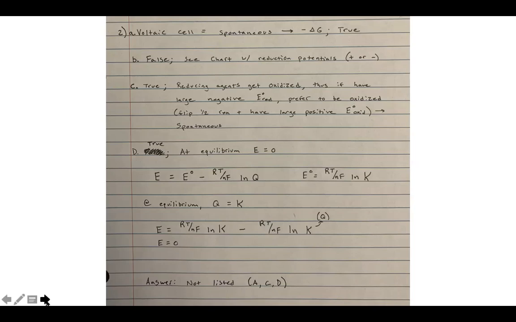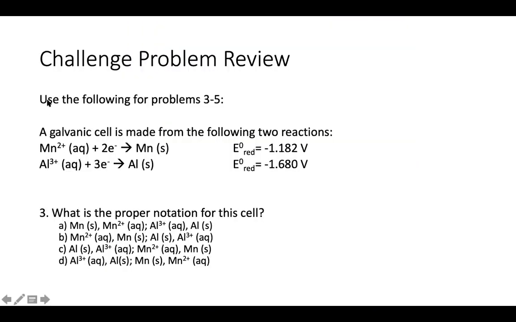Okay, if there are no questions, we'll go on to the next question, which is actually kind of 3 questions in one, right? So we're going to use this same setup for questions 3, 4, and 5. So we're told we have a galvanic cell, and it has 2 reactions occurring within it. There's a manganese reaction, and there's an aluminum reaction. And so question 3 asks for the proper notation of this cell. Question 4 will ask for the cell or standard cell potential of this cell. And then question 5 will ask for the change in Gibbs free energy.